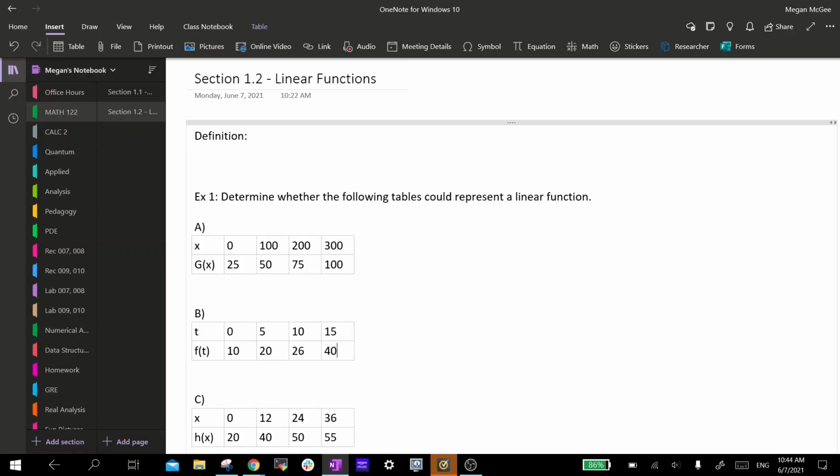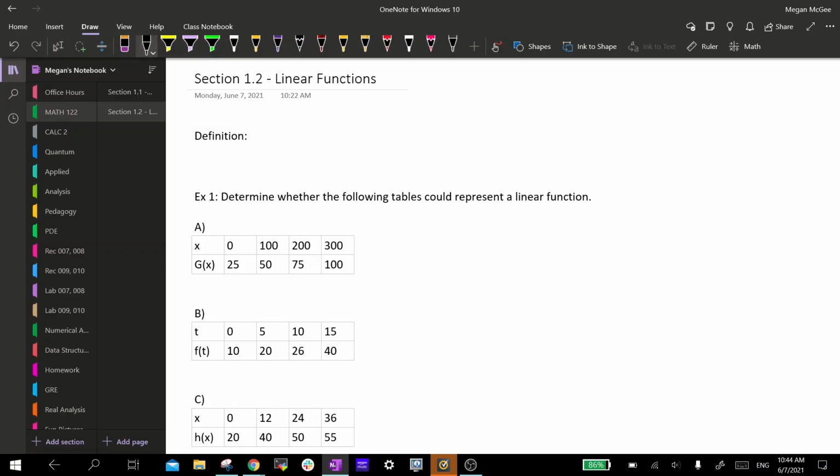Welcome back. Today we are talking about section 1.2, linear functions. Last lecture we were looking at 1.1, what is a function? And today we're going to get a little bit more specific, looking at the linear function. So our first definition is a linear function, specifically, is a function that describes a line.